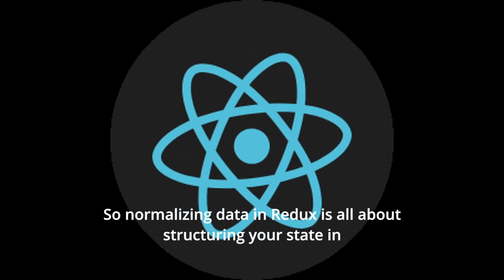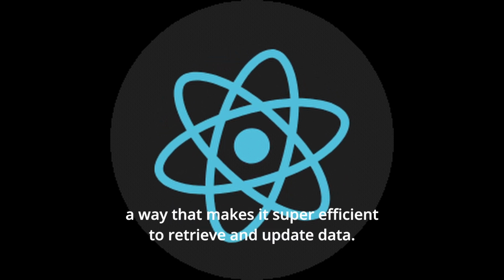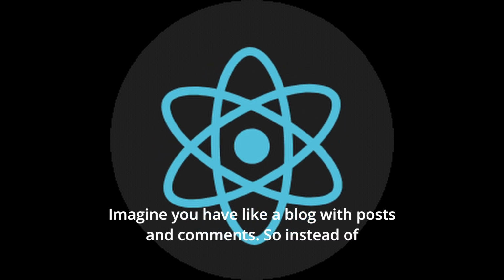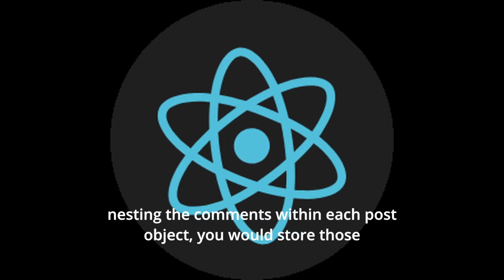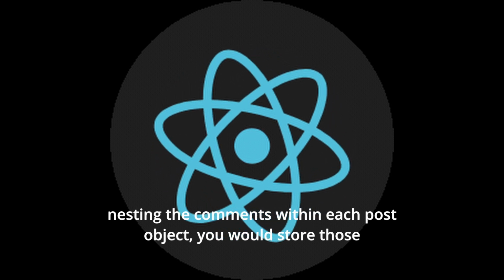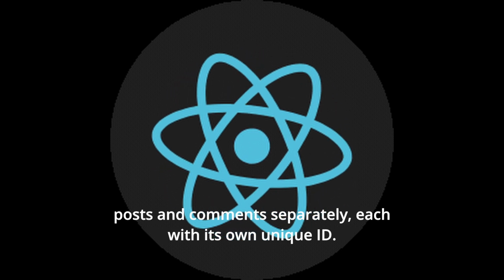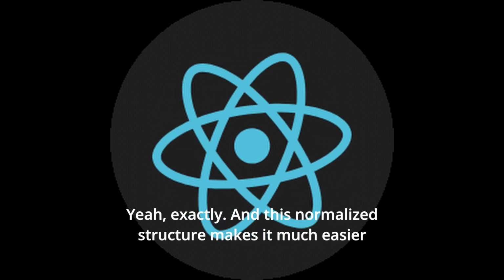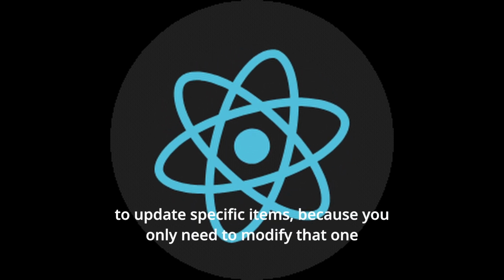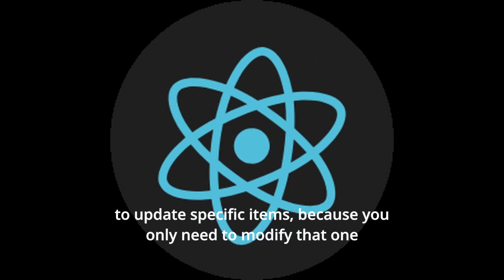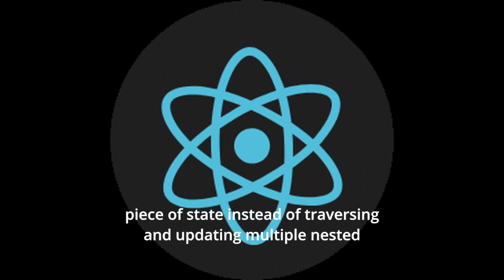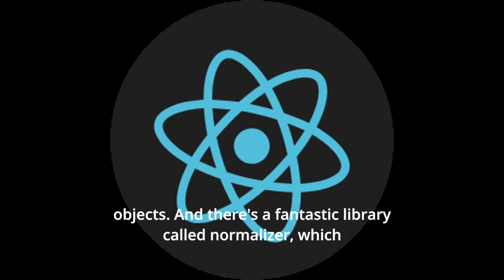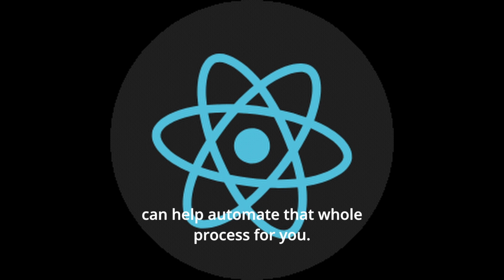So normalizing data in Redux is all about structuring your state in a way that makes it super efficient to retrieve and update data. Imagine you have a blog with posts and comments. Instead of nesting the comments within each post object, you would store those posts and comments separately, each with its own unique ID. So it's like separate tables in a database. Yeah, exactly. And this normalized structure makes it much easier to update specific items because you only need to modify that one piece of state instead of traversing and updating multiple nested objects. And there's a fantastic library called Normalizr, which can help automate that whole process for you.